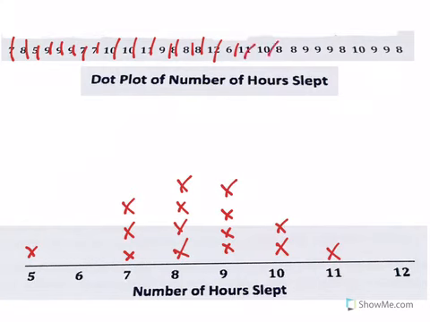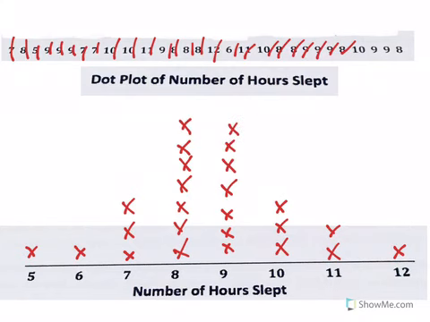12, 6, 11, 10, 8, 8, 9, 9, 9, 8, 10, 9, 9, 8, 9, 9, 8. Okay, perfect.